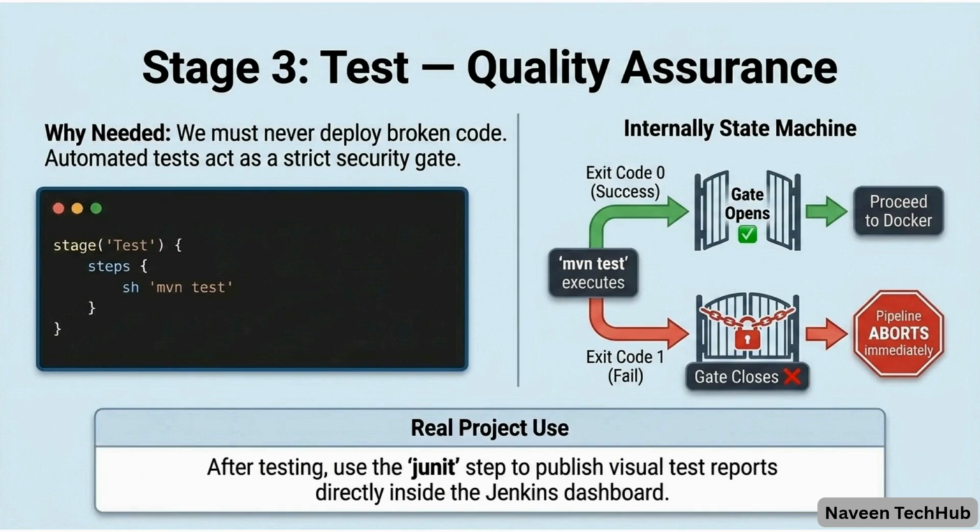Next comes the test stage. This is one of our first quality gates. Jenkins runs the automated tests using Maven. If the command succeeds, Jenkins receives a successful exit code and continues to the next stage. If the tests fail, the pipeline stops. This is exactly what we want. We should never continue packaging or deploying code that has already failed validation.